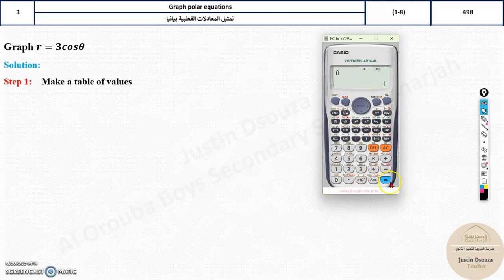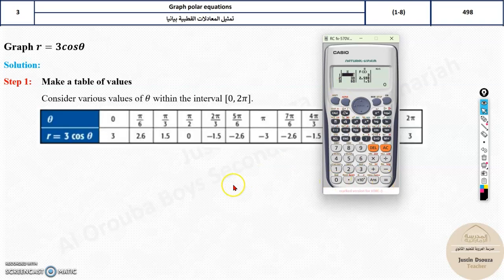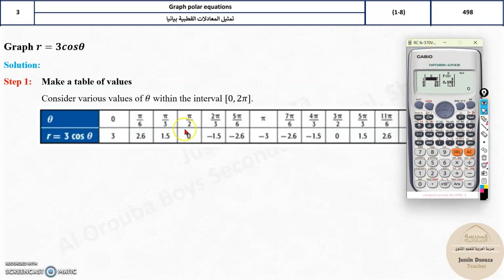Let's start with 0 and end at 360. And then let's give this step of 30. And these are the values. Let's double check it. Over here you can see they are the exact same values. 0, 30 is 2.6, 1.5. Again it'll be 0 and so on. All the values are over here.